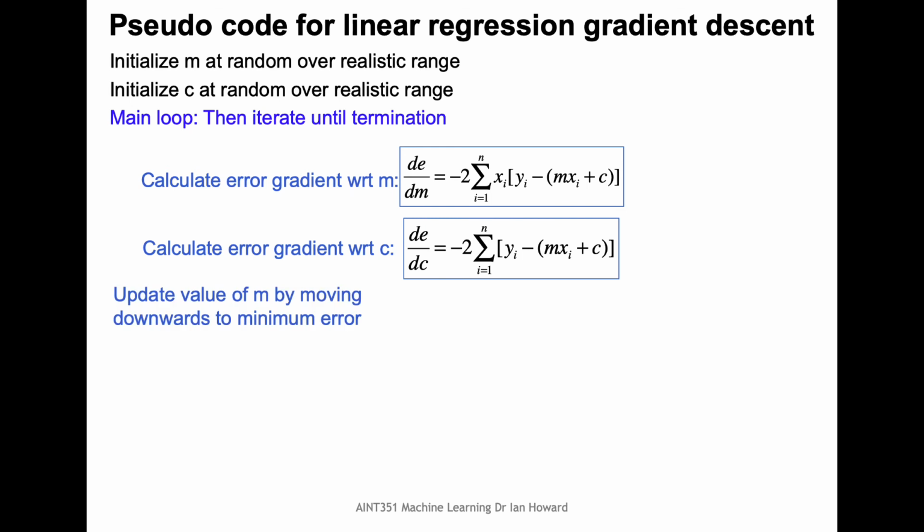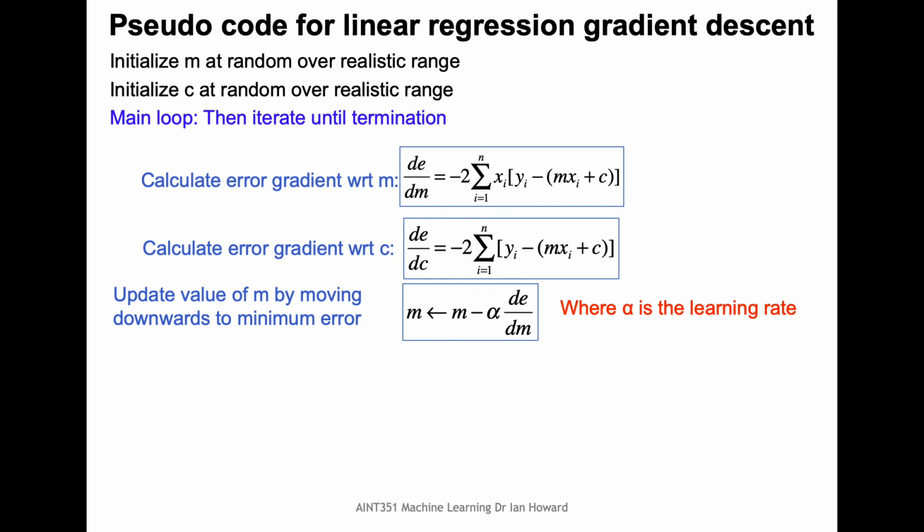Then we're going to update m, this gradient parameter, by moving downwards to a minimum error. So we take the value of m that we've got, and we take away alpha multiplied by the dE/dm gradient term, and then we update it. So m goes to m, what it was, take away alpha times the gradient. And alpha is the learning rate. It's how far we want to make a step down the gradient at that particular iteration, and it can't be huge.